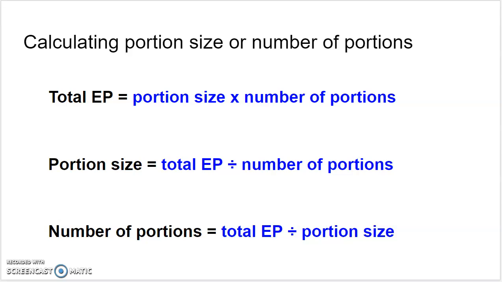So what we're working on in this video is based on this top formula. Probably makes total sense to you. In fact, all three of these probably do. This says total EP is portion size times number of portions. Of course, that's what the total amount you have to eat. And then we just change that formula a little bit for each of these. So that means if you want to find portion size, you take total EP and divide by the number of portions. Or to find the number of portions, you take total EP and divide by portion size.